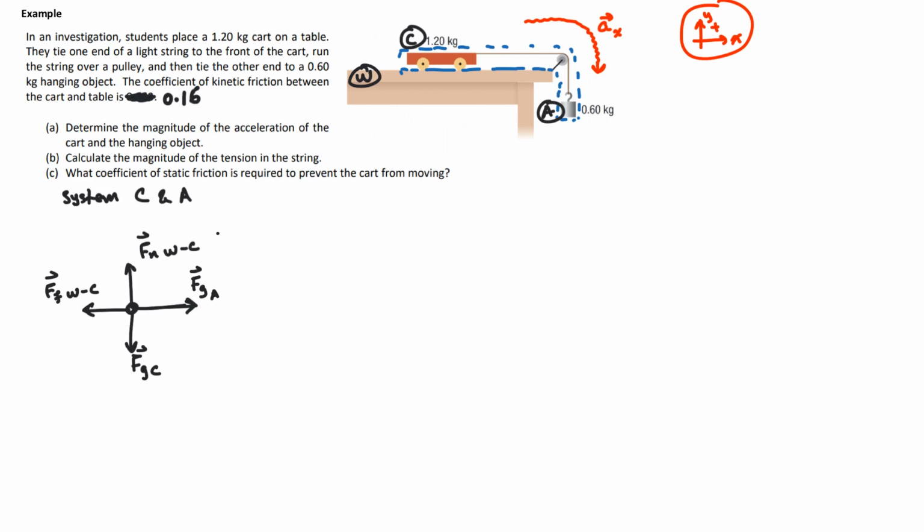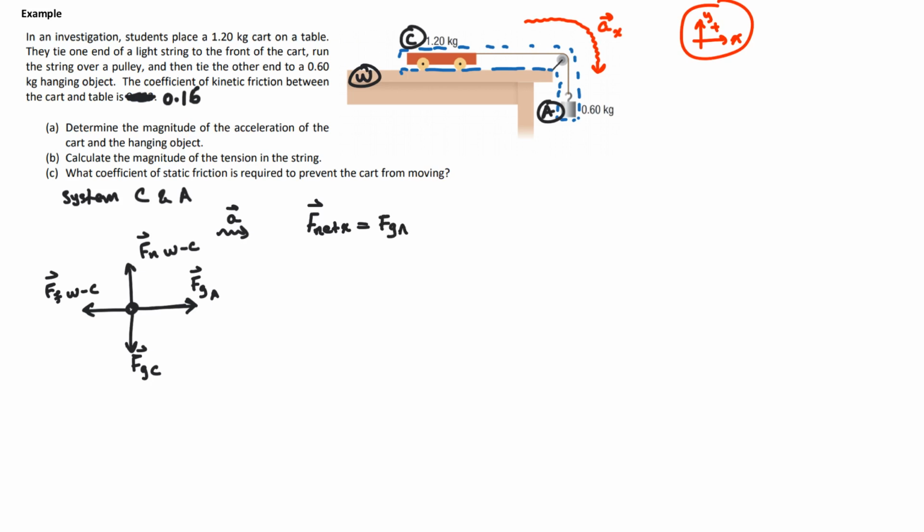The direction of acceleration, I will draw it here with a squiggly, and I have my force diagram here for systems C and A. To determine the acceleration, I'm going to use the net force equation, and I will need to write this out as the sum of forces.